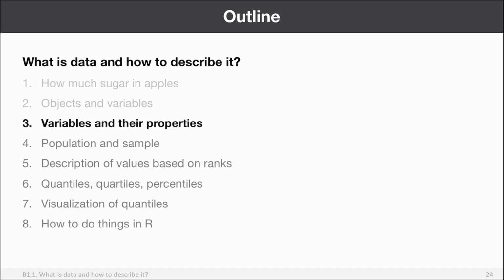On one hand, a variable is kind of a simple definition, right? It's simply a property or characteristic of objects that we measure. On the other hand, we have already seen in the example with the microwave phone that variables can actually have different natures. So let's talk a little bit more about that.